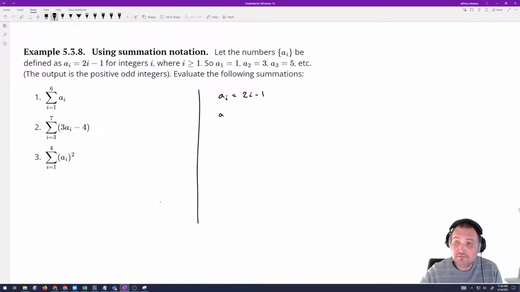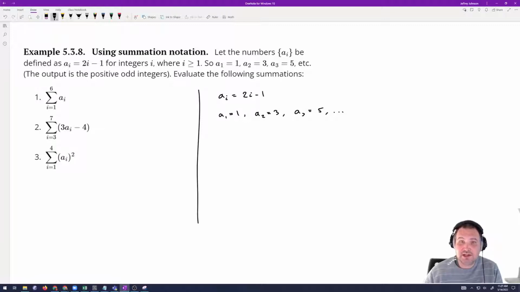There's a first one. The first one is when you put 1 in for i and you get 2 minus 1, which is 1. The second one is when you put 2 in for i, you get 4 minus 1, which is 3. The third one is you put 3 in for i, and you get 3 times 2 minus 1, which is 5. And you can see that this is just a way of enumerating the odd integers. So we have 1, 3, and 5.